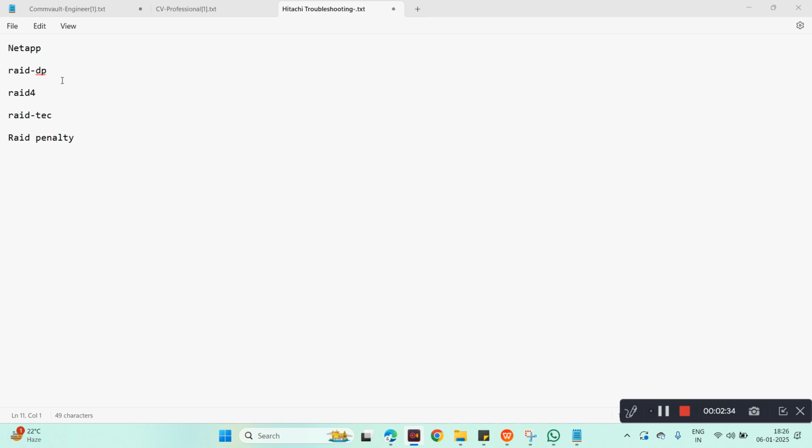In the interview, they will ask you about different kinds of RAID. They will ask you to explain what is RAID, and to explain what is write penalty. RAID penalty is also called write penalty.